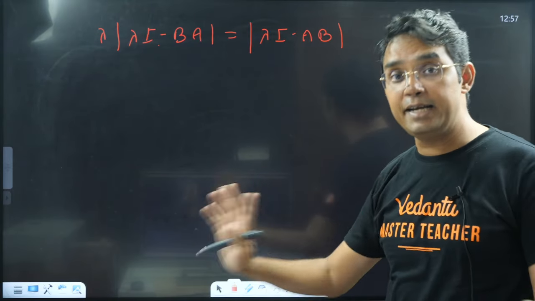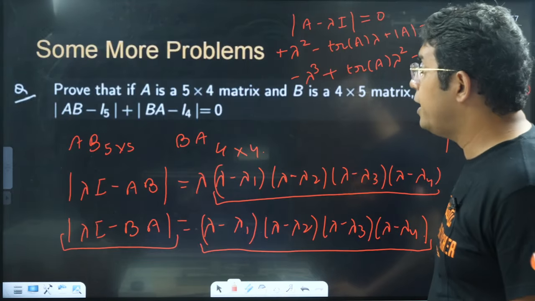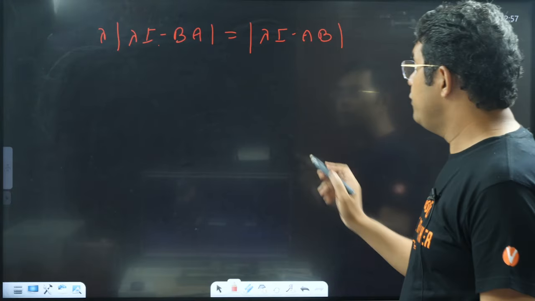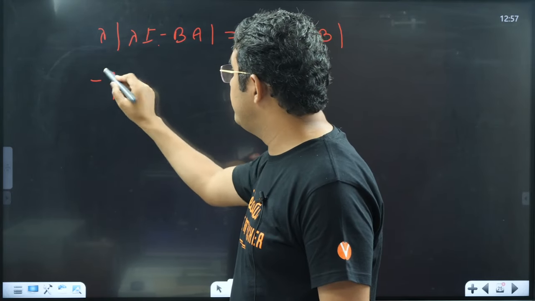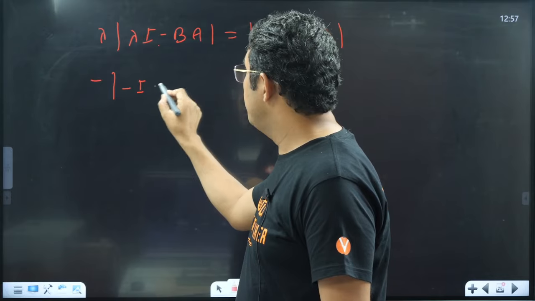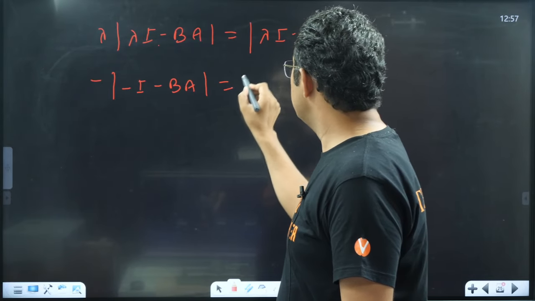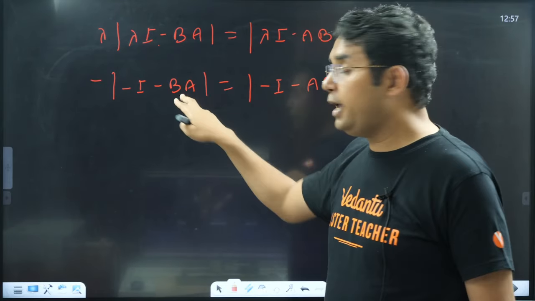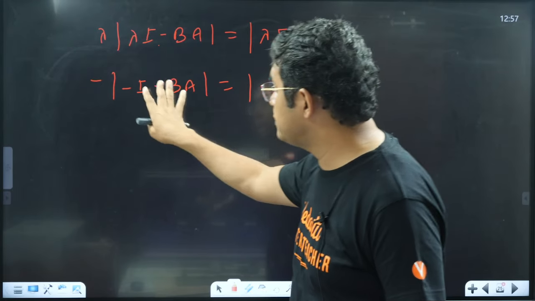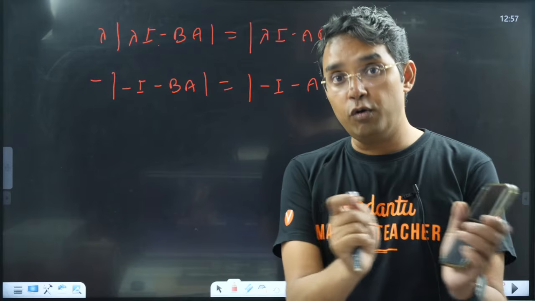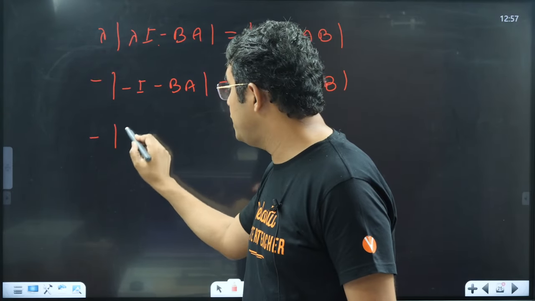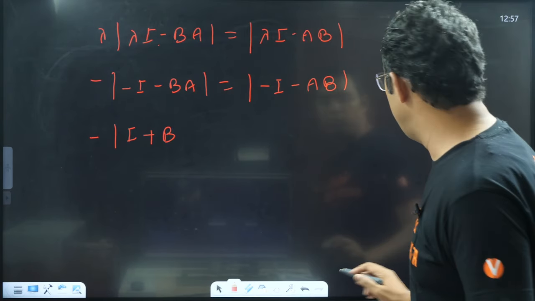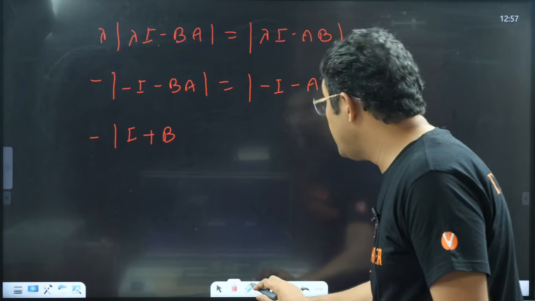Now this identity should be true for every value of lambda, including -1, because I want -1 here. So if I put lambda is -1, it will be -1 into minus I minus BA is equal to minus I minus AB. Now because BA is 4 into 4 order, if you take -1 outside, -1 power 4 will go out, so it will be just minus sign only. So I plus BA, wait, I think I need lambda to be 1. My mistake, I have to use lambda as 1.